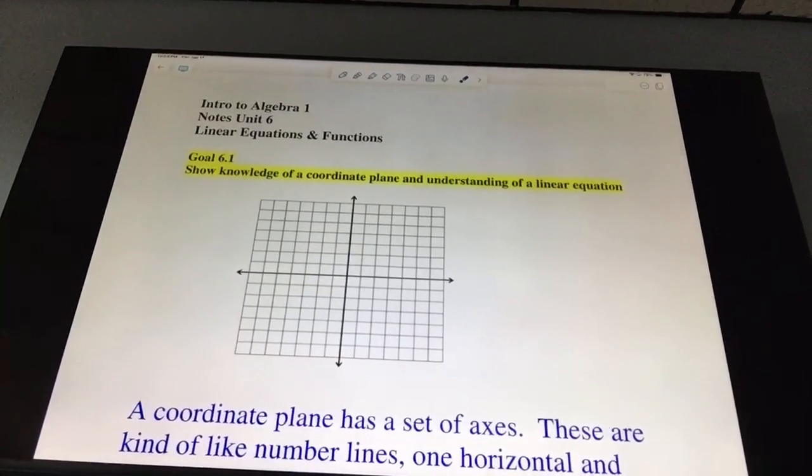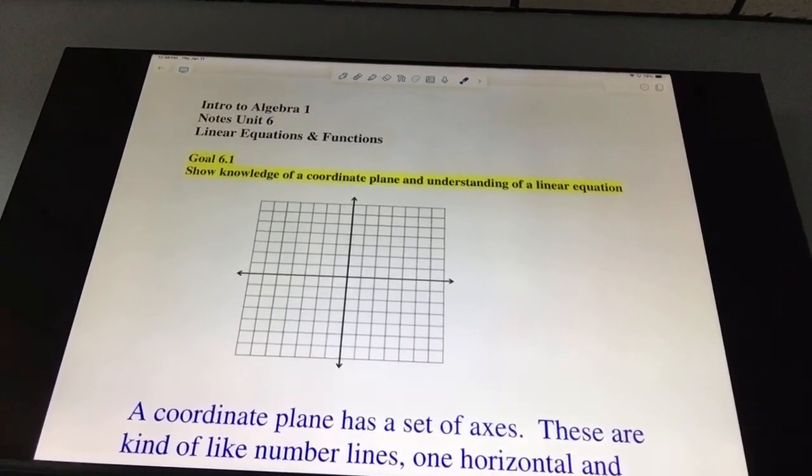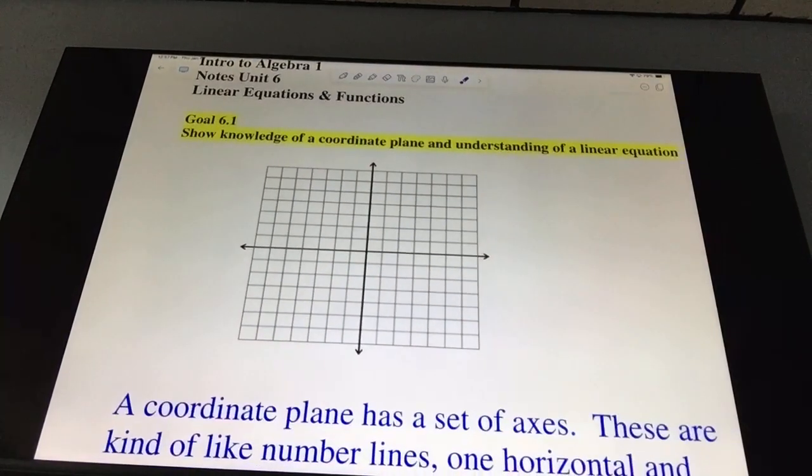This is on just showing knowledge of the coordinate plane. So the first big chunk of stuff we're gonna do, you should know how to do, or should know, is not even doing anything, just knowing something. When you draw these lines, horizontal and vertical lines, these axes they're called, on a piece of paper, on your iPad, on a chalkboard, okay?